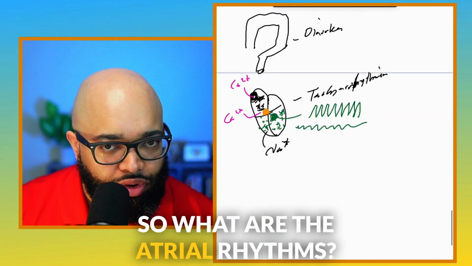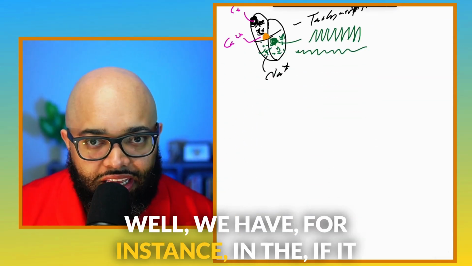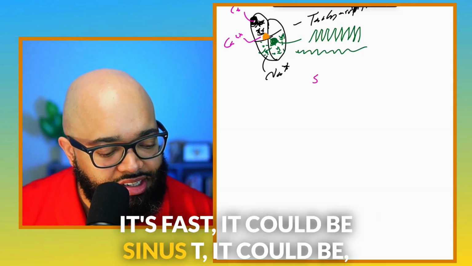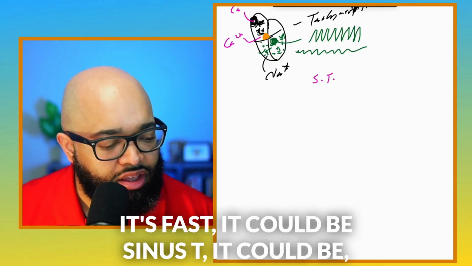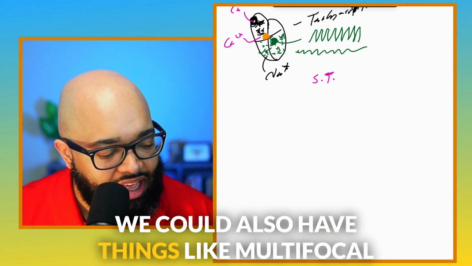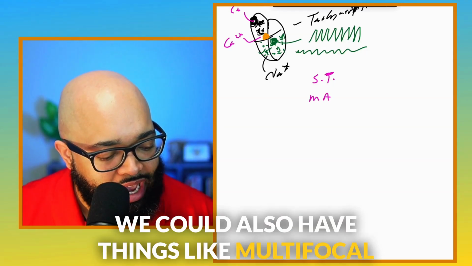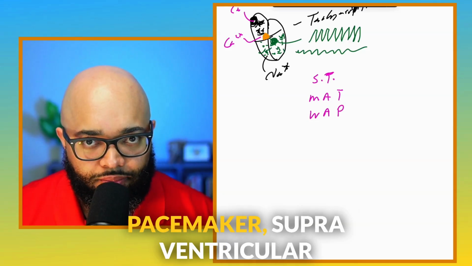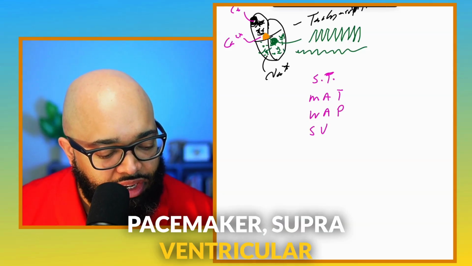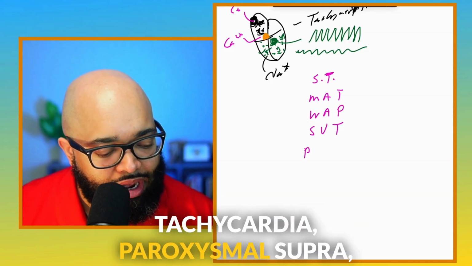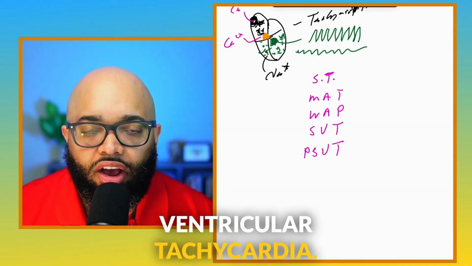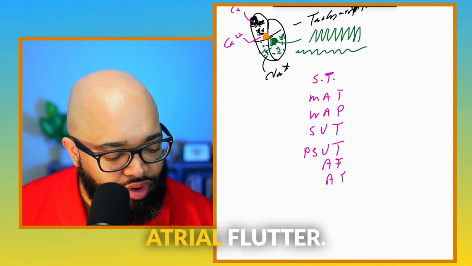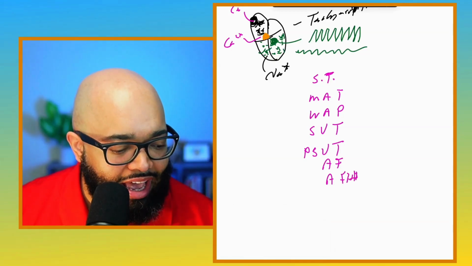So, what are the atrial rhythms? Well, for instance, if it comes from the SA node and it's fast, it could be sinus tach. We could also have things like multifocal atrial tachycardia, wandering atrial pacemaker, supraventricular tachycardia, paroxysmal supraventricular tachycardia, atrial fib, atrial flutter. Okay?